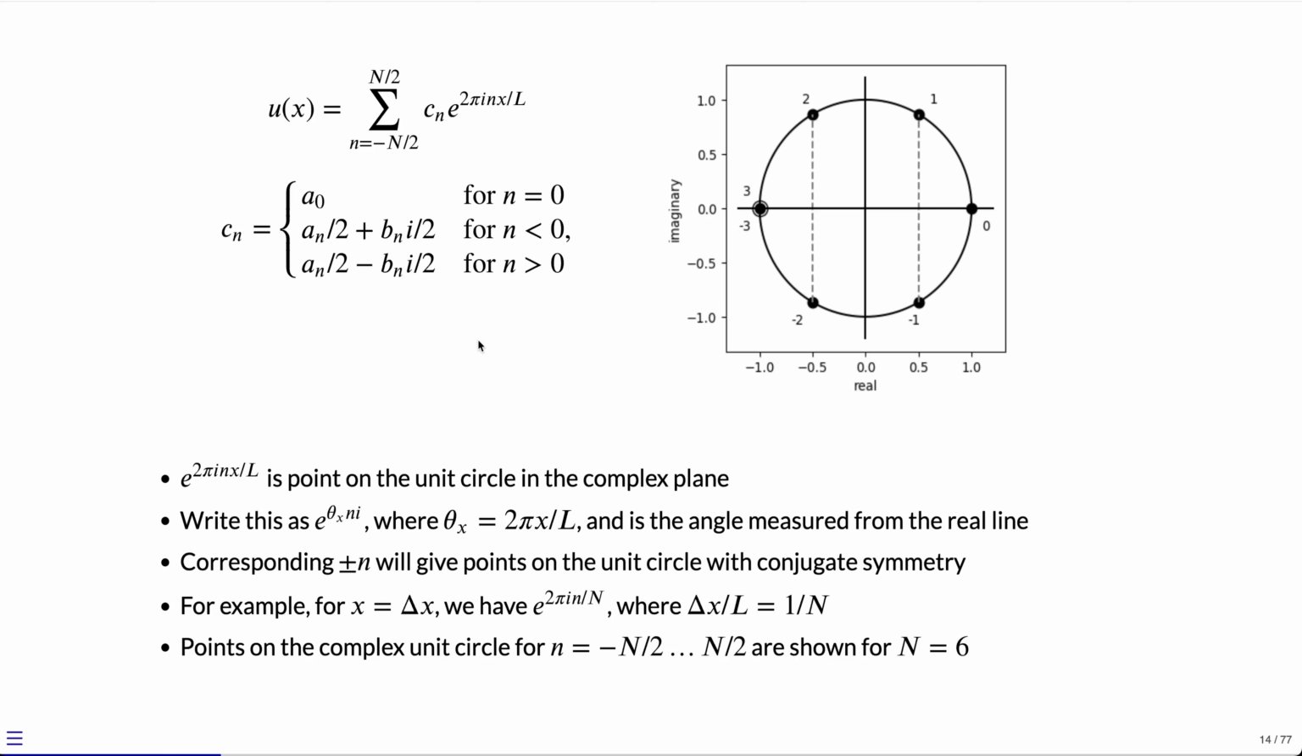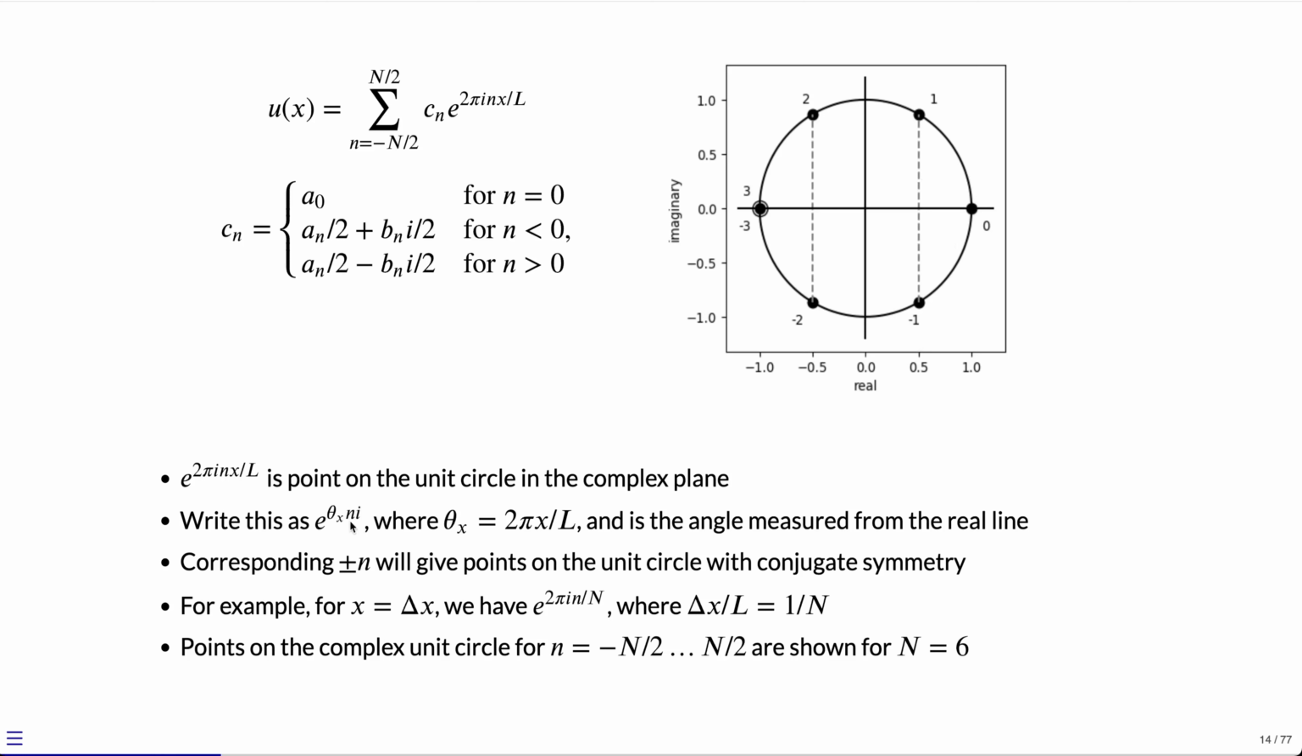That thing is a point on the unit circle in the complex plane. So each one of these sums is a complex coefficient times a point on this unit circle. So we can write this as e to the theta sub x n I, where theta sub x is 2 pi x over L. It's convenient just because we have this angle theta.